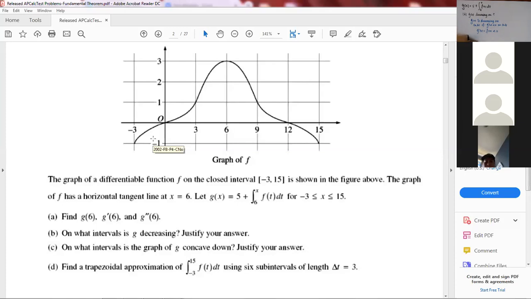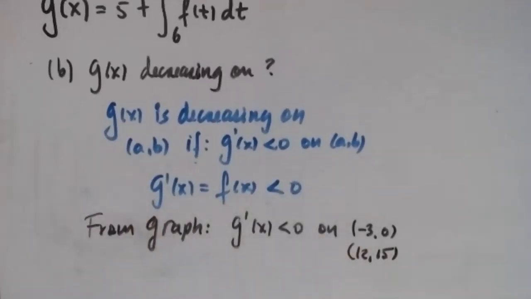It is being cut off. From 0 to 15. Okay. So where this function is negative, from the graph, G prime of X is negative on negative 3, 0. And where else? 12, 15, correct? So this is what we have to write in our paper.